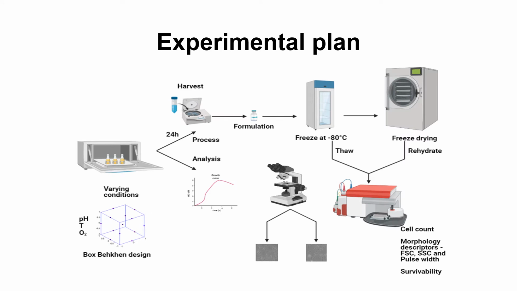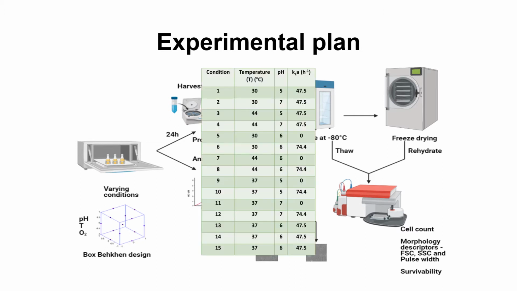I utilized the flow cytometry approach to determine correlation between culture conditions and growth, morphology, and survivability. All experiments were executed using the Box-Behnken design with three variables, that is temperature, pH, and different levels of aeration, and three levels. This generated 15 experiments.